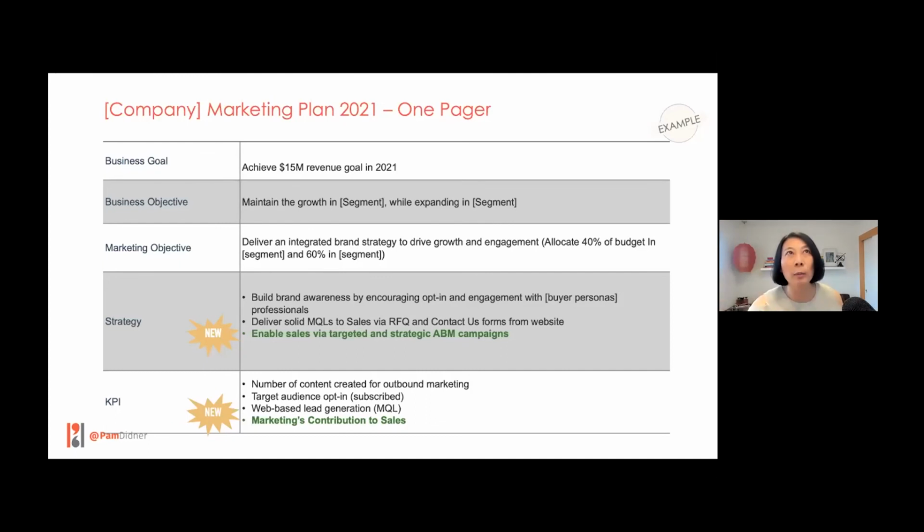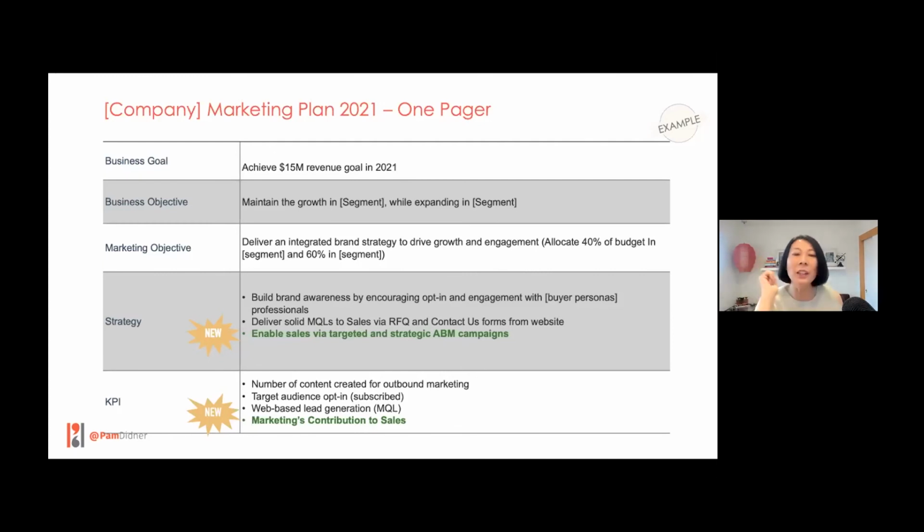It's an incredibly sales-driven type of business objective. The marketing objective is to make sure that they have an integrated brand strategy to drive the growth of these two segments. That's it. Very simple, nothing complicated. And the strategy right here, you can see, is to build brand awareness by encouraging opt-in for a certain persona. The MQL is really about the contact us form, people filling out the contact us form from the website.